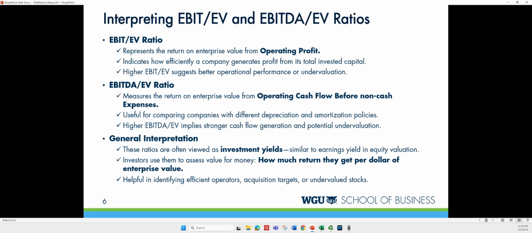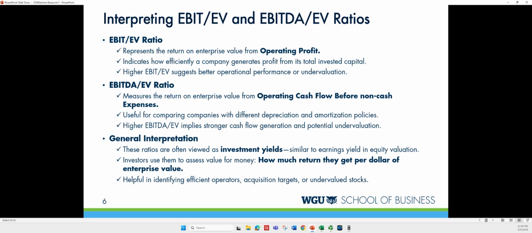So the next ratio, our EBITDA to EV ratio. This measures the return on enterprise value from operating cash flow before non-cash expenses. Because remember, our depreciation and amortization are non-cash expenses. So EBITDA is often used as a proxy for cash flow from operations, and it indicates how strongly the organization is generating revenue and profits from its regular activities.